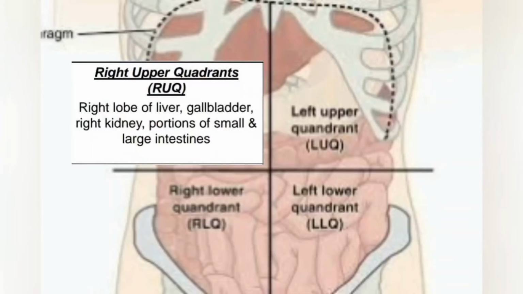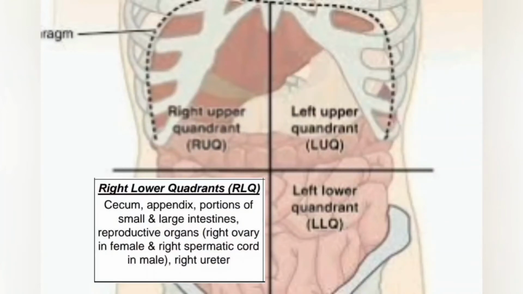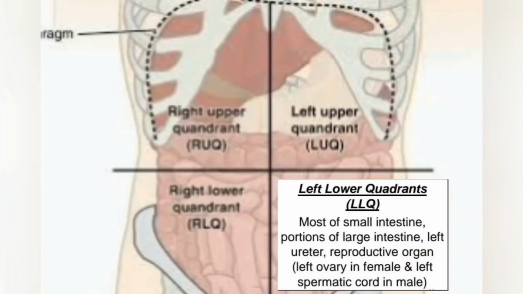For quadrants, we have right upper quadrant: right lobe of liver, gallbladder, right kidney. Left upper quadrant: left lobe of liver, stomach, and pancreas. Right lower quadrant: cecum, appendix, portion of small and large intestine. Left lower quadrant: most of small intestine, portion of large intestine.